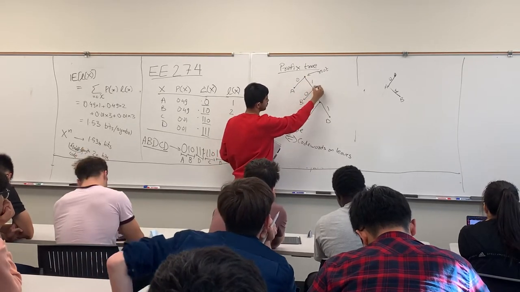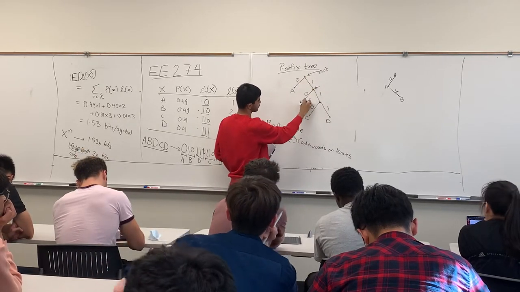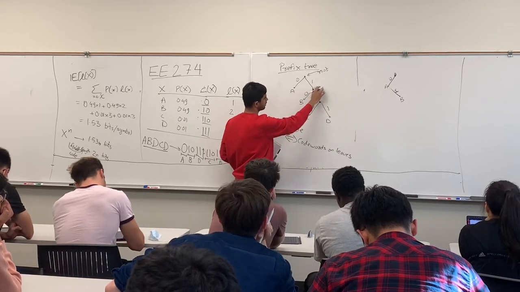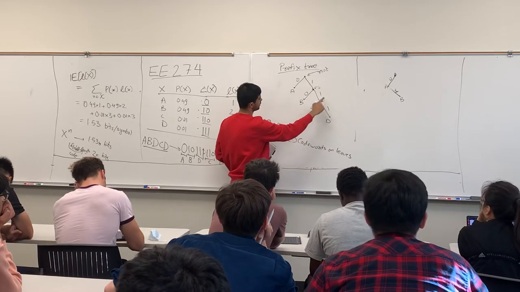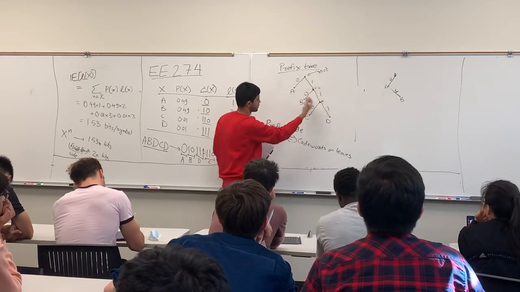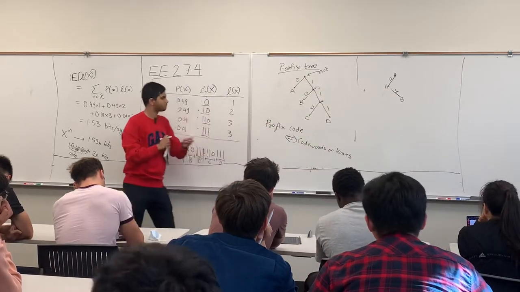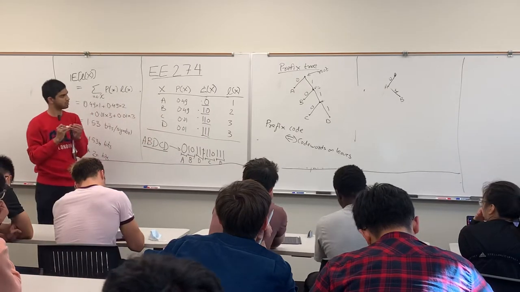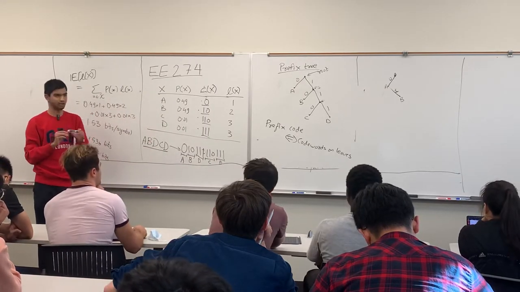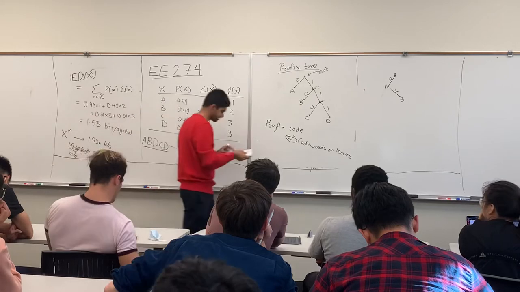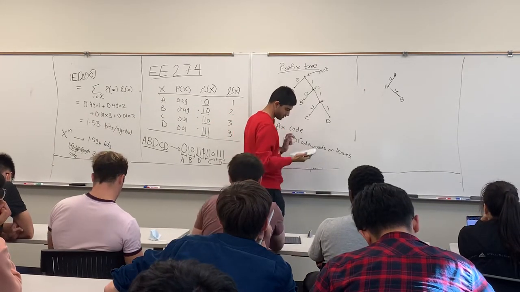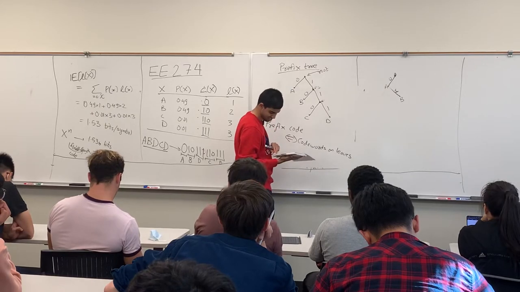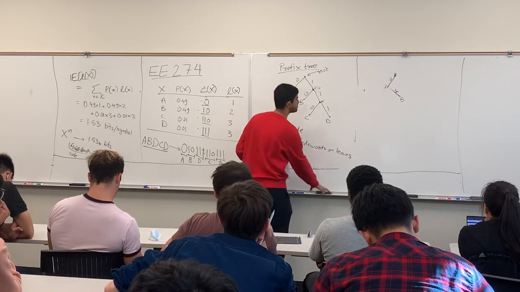Because if there was a code word here, then that's a prefix of B, C, and D, all three, right? Any code word here would be a prefix of C and D. Yeah, I think those are the only two internal nodes. Right, so is that concept okay? Sorry if it's very basic, but I think we have to go through it. I guarantee we will get to more exciting things. Okay.